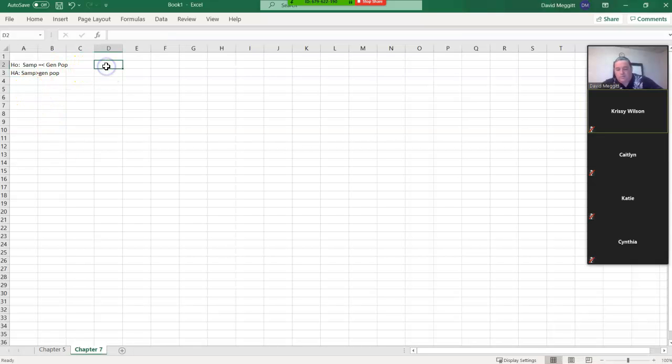So this is a one-tailed Z. We'll just say it's a one-tailed Z test hypothesis. Okay, now this one is going to be a two-tailed. So we're looking for H0 to be the sample is equal to the general population.